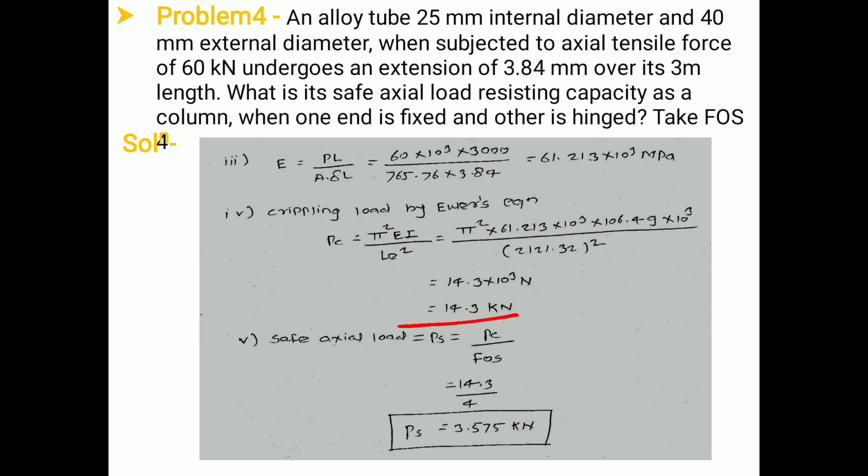Therefore the safe axial load can be given by crippling load divided by the factor of safety. We have the value of factor of safety as 4. So the final answer will be 3.575 kilonewton. In this manner we have found the value of safe axial load which is carried by an alloy hollow circular tube.